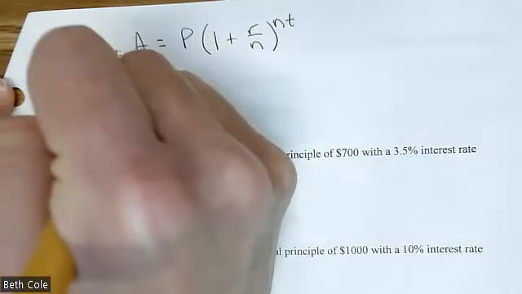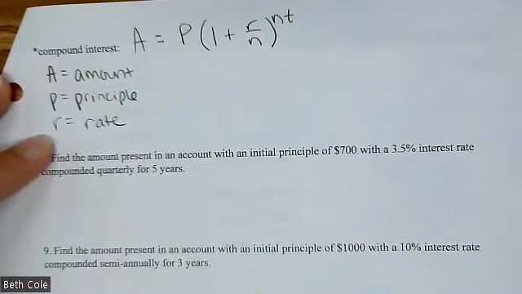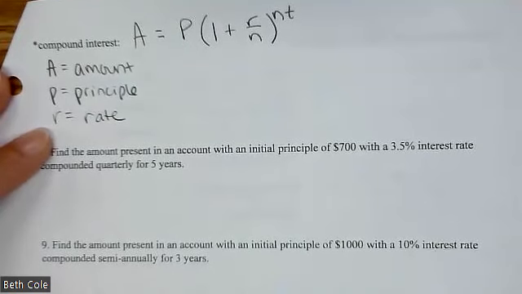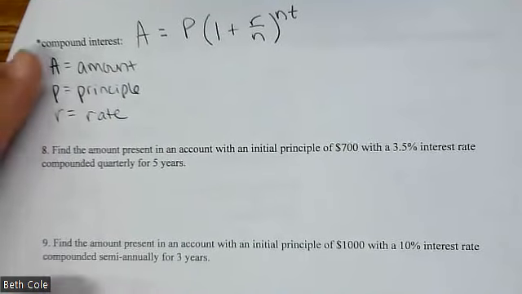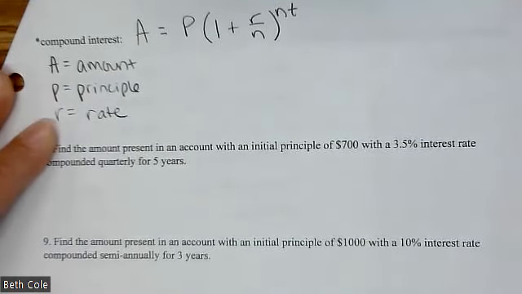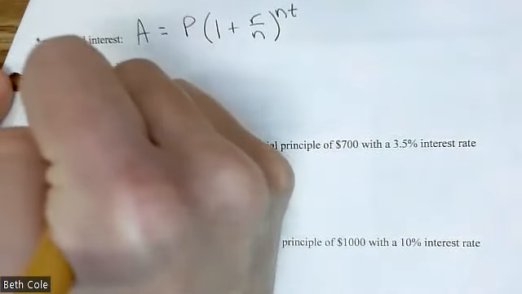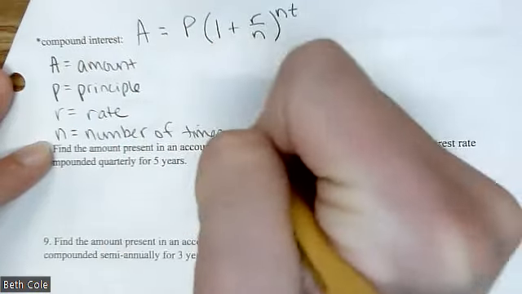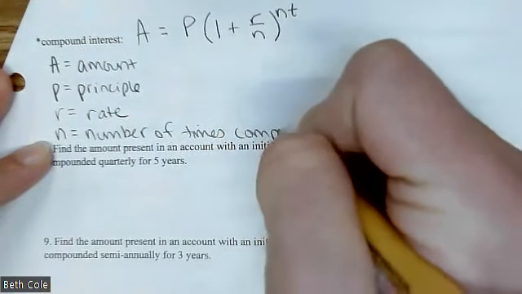R is the rate. That's the interest rate that you get. If you're making money, it's better for it to be bigger. If you're having to pay back money, it's better for it to be smaller. Now it's called compound interest because you're compounding the interest. N is the number of times the interest gets compounded.